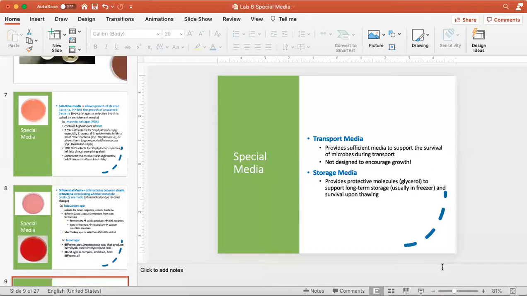So that's our transport media. The last category, number 6, is storage media. Now, storage media is probably more commonly used in research laboratories than in clinical laboratories, but we should know about it either way. Storage media, like the name suggests, is a medium that we're going to use if we want to save a sample of cells for the long term.